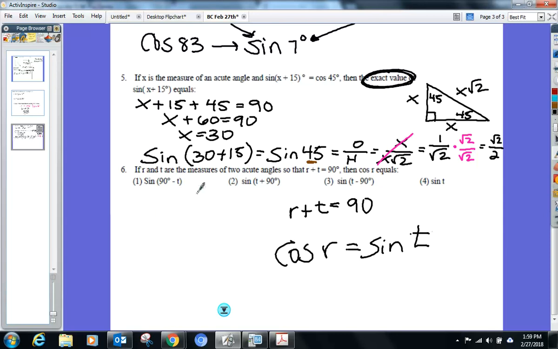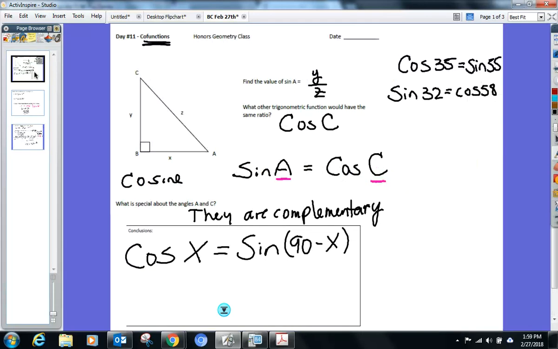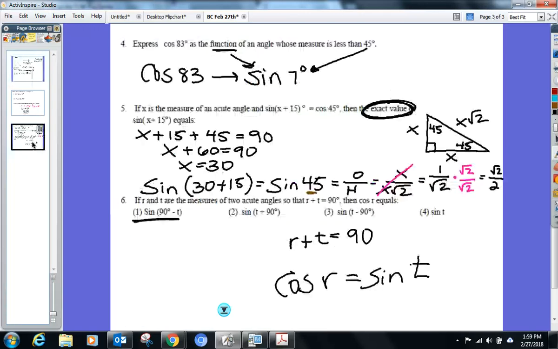I know some of you wanted to pick this one. But if you look back at the beginning of today, cosine of x equals sine of 90 minus x. So this would have had to be what? Cosine of r equals sine of 90 minus r. Okay, not t. It would be 90 minus r if I wanted to choose that one. All right. So that's why I signed t, because they're complementary. Questions, comments?